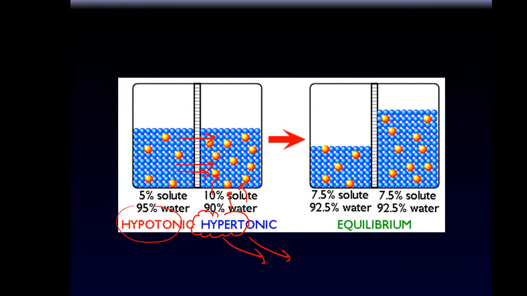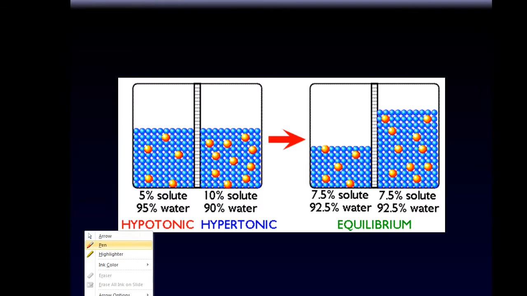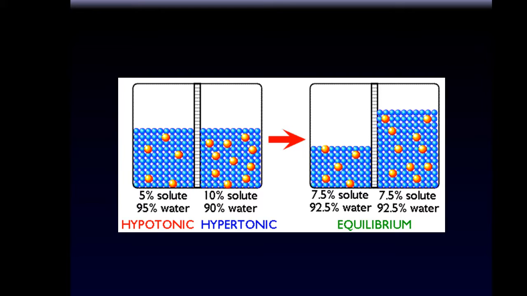Okay? So now look at this. Now you understand that whole hypertonic idea. Now we are going to elaborate on this concept a little bit more. Hypertonic means there's a lot of solute, 10% solute. On this side, there's hypotonic, meaning less solute, 5% solute. So the water will move from here to here because the concentration of water is greater. Until when? Until the concentration is the same on both sides, until an equilibrium is established.